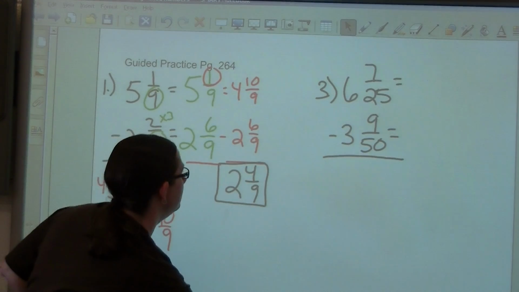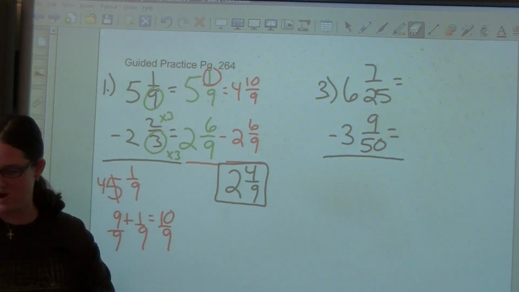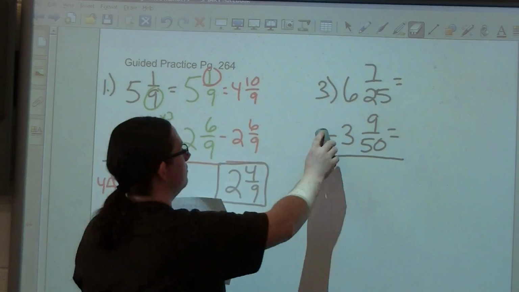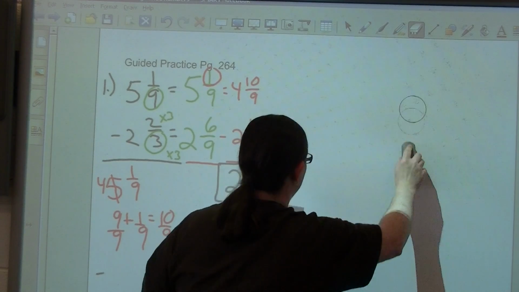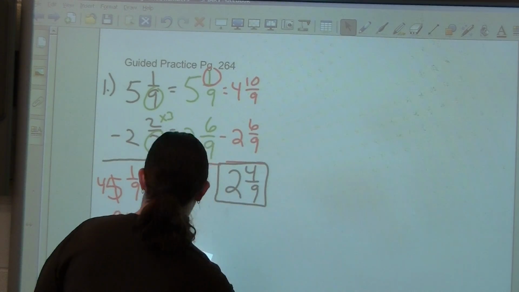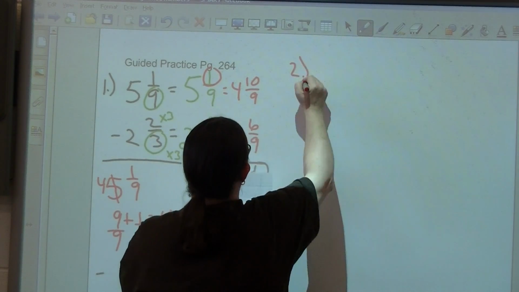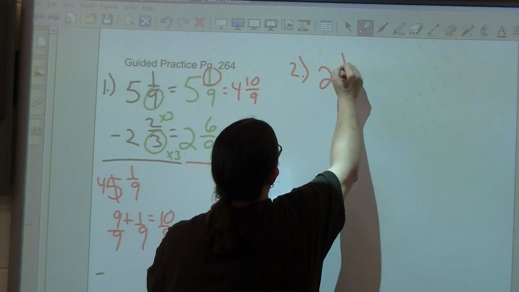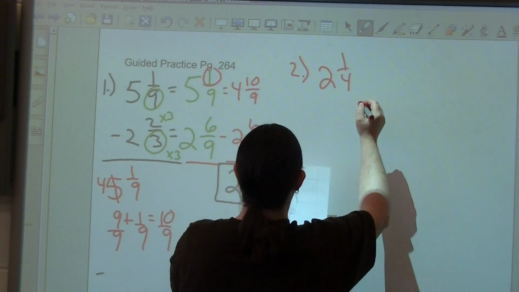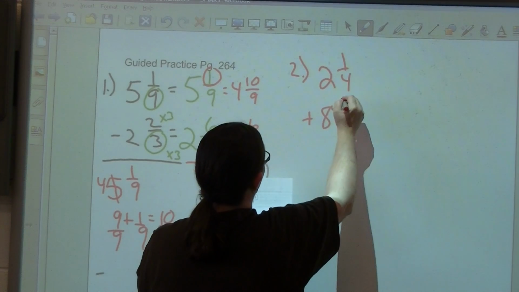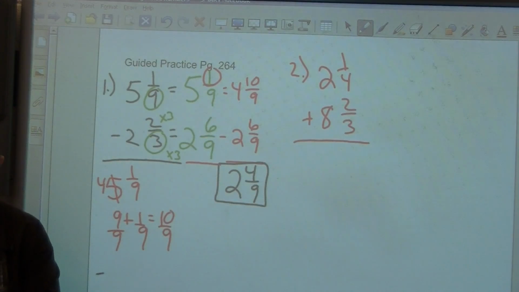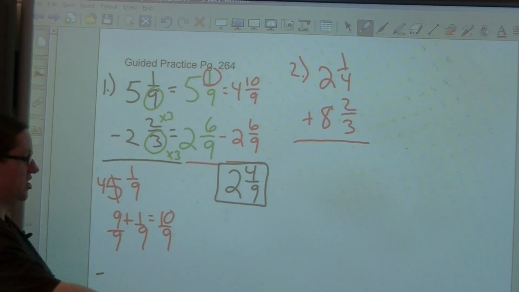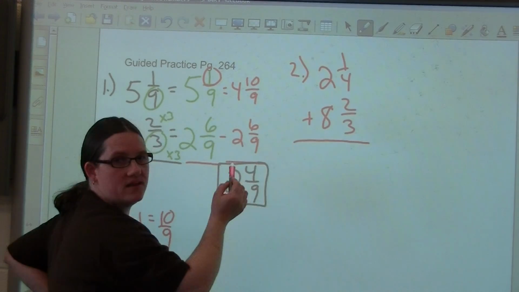Now, Ms. Sharber erased number 2, so I'm going to rewrite number 2, 5th grade. Be patient here. You copy 2 while I'm fixing. You can go ahead and see it in your textbook. And we have the next one, which is 2 1/4 plus 8 2/3. Okay, 2 1/4 plus 8 2/3. Okay, again, we need to add the fractions first.